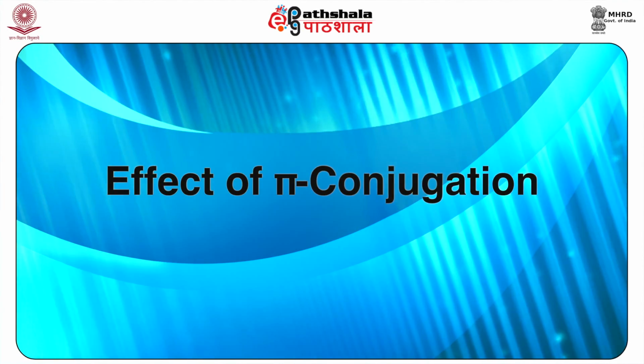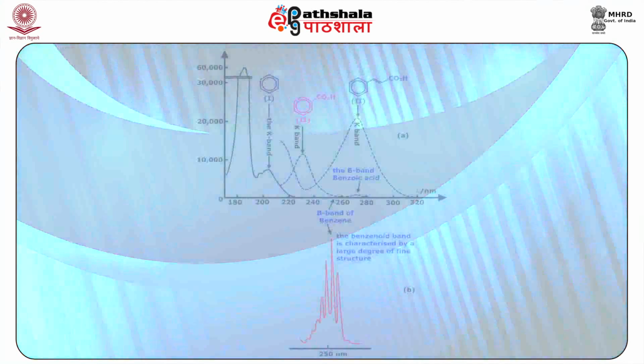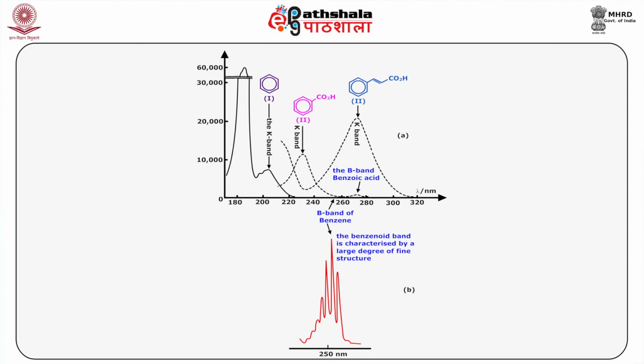Third, we come on to the effect of conjugation, the pi conjugation. If an unsaturated group is directly attached to the benzene ring, then because of pi-pi conjugation, a strong bathochromic shift is observed. The primary band at 203.5 nanometers shifts to longer wavelengths more effectively than the secondary band at 254 nanometers. In some cases, the primary band overtakes the secondary band.